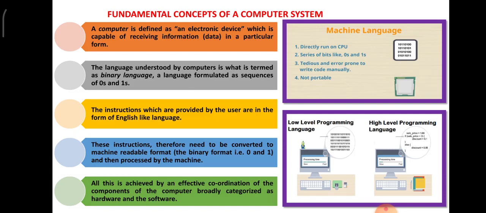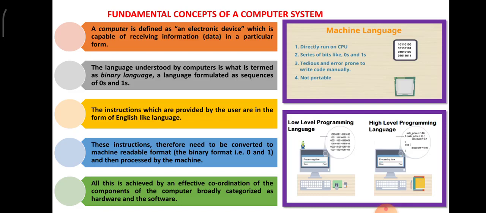Now, do you understand these fundamental concepts of a computer system? Let me recall it once again. A computer is defined as an electronic device which is capable of receiving data. You understood what is a data. An example is given. Your name is a data, but information is what you write on the postal letter, with your name, your complete address with PIN code, state and country as well.